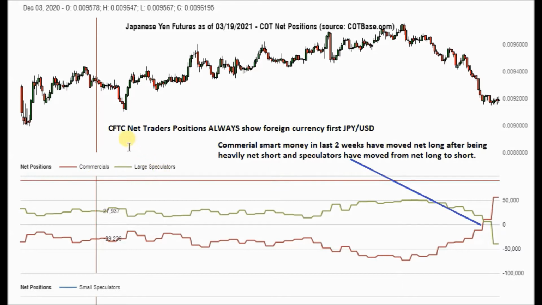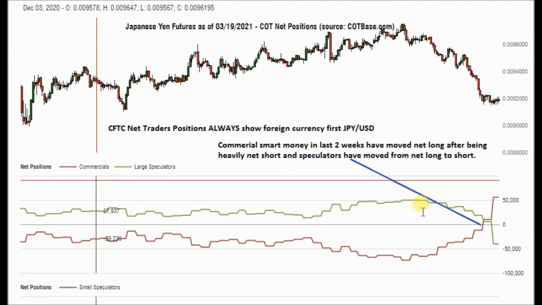Okay, now in terms of this chart, first thing I need to mention is that when you have the COT Net Traders Positions, it's always the foreign currency first. So we're looking at JPY USD. Obviously, we trade USD JPY, so the chart is inverted, but we just want to see what the smart money is doing against large speculators.